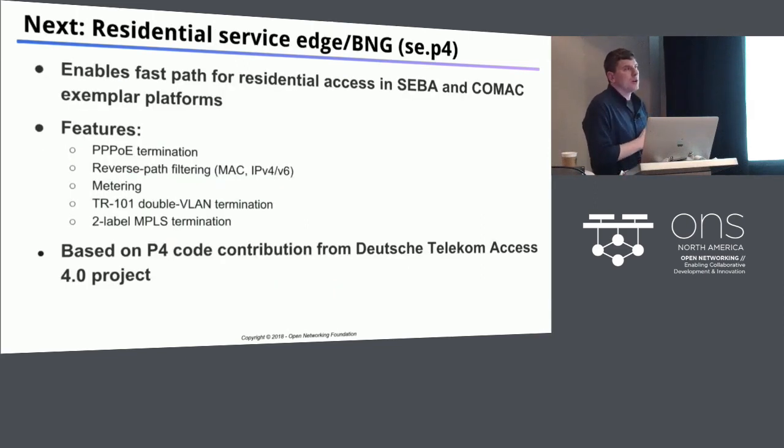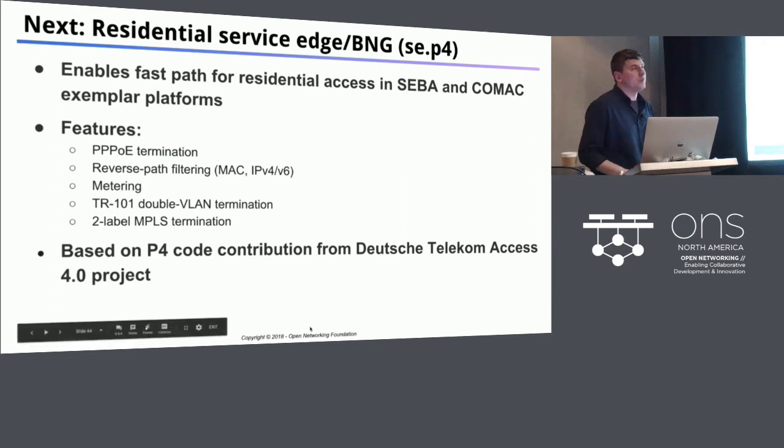So we started to work on something similar, which is the implementation of a residential service edge, or BNG, in P4. The idea is to enable a fast path similar to M-CORD, but in this case for residential access in the CORD and COMAC exemplar platforms from ONF. The idea is to provide features like PPPoE termination, or reverse path filtering, and other features that are common in a BNG. And we are doing this with the help of Deutsche Telekom.